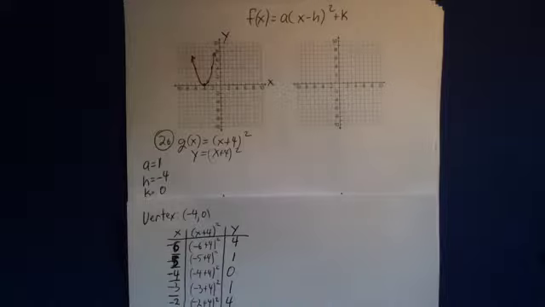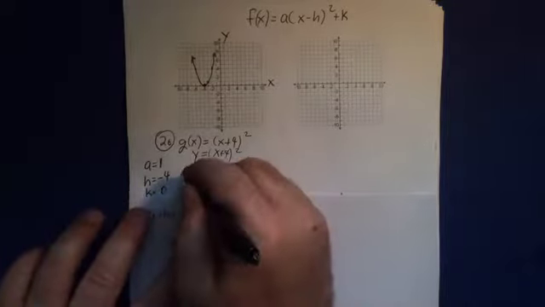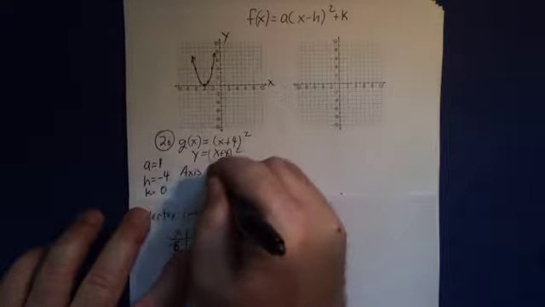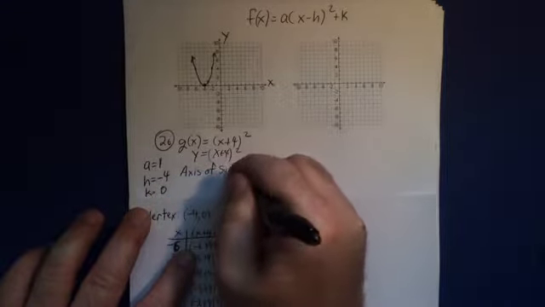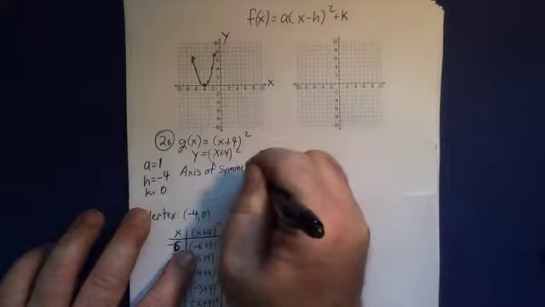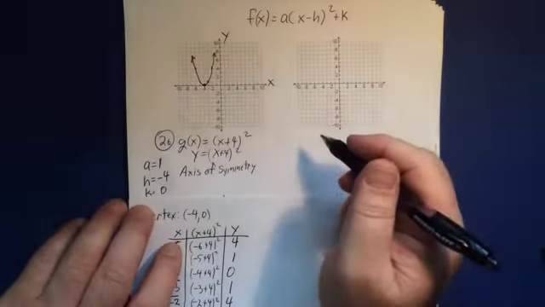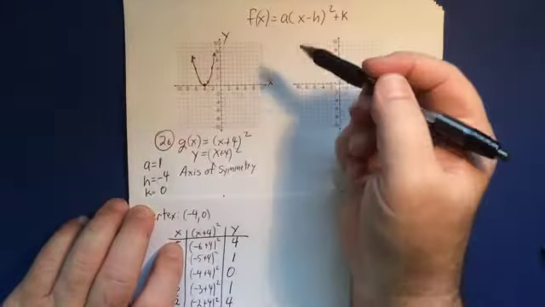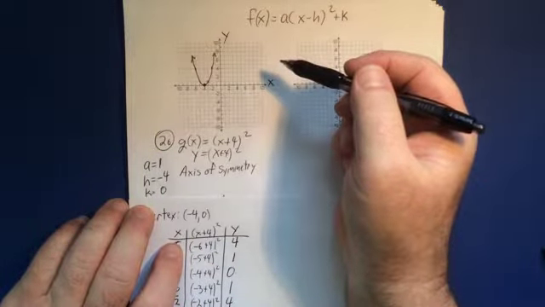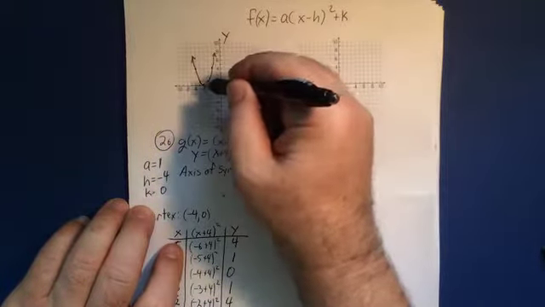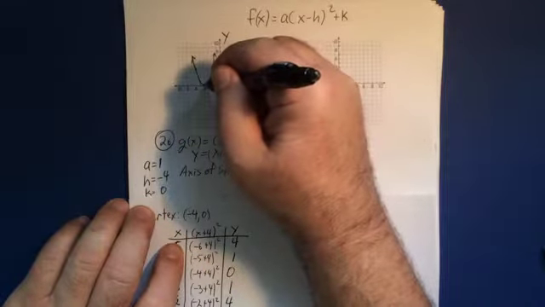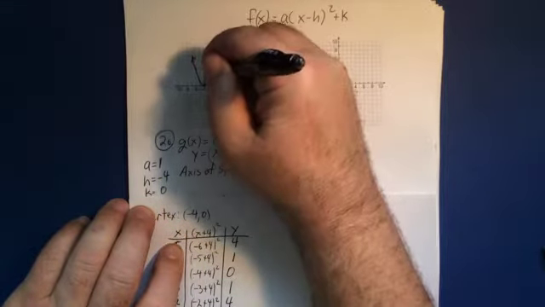So now we have the graph for this. We have the vertex. Now we're looking finally for one more piece. We're looking for the axis of symmetry. So the axis of symmetry is going to be a vertical line. It goes through the vertex. So all we need to do when we look at this is find the vertex and then just draw a line straight up and down through it.